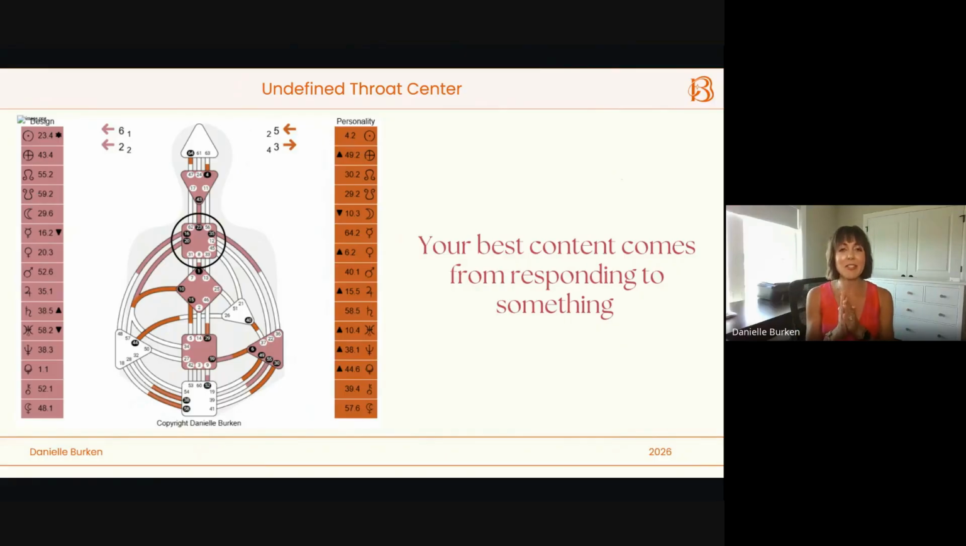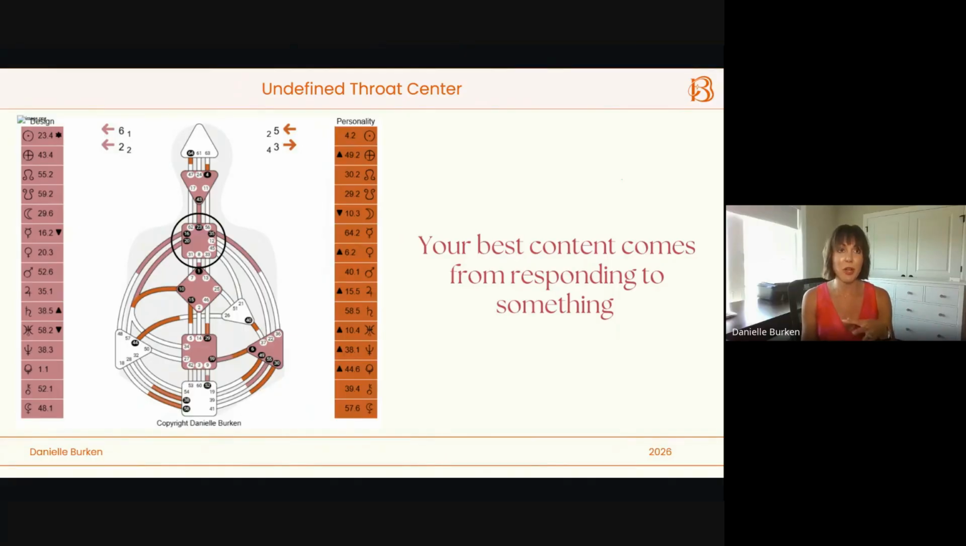But when it comes to the undefined throat, the advice to stay really consistent in your messaging is actually hindering your own content, because saying the same thing every single time is not how you are designed to operate. Your messaging is not supposed to sound the same every single time, because what you have to say really shifts depending on who you surround yourself with and the environments you're in. And it's not that you're inconsistent in your message. It's really how you are designed to communicate with others.